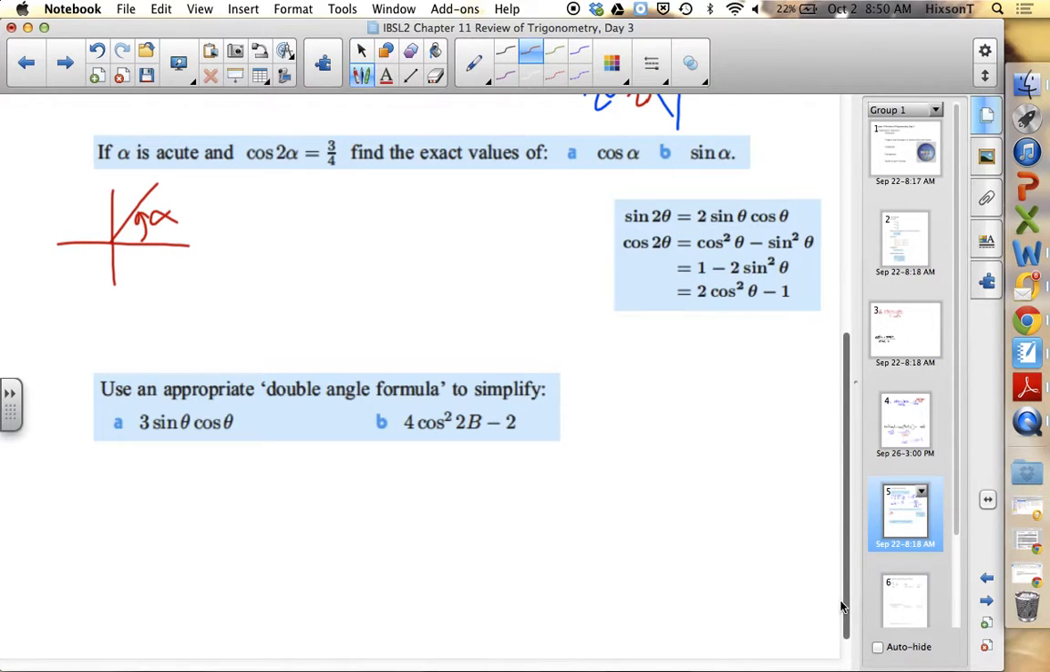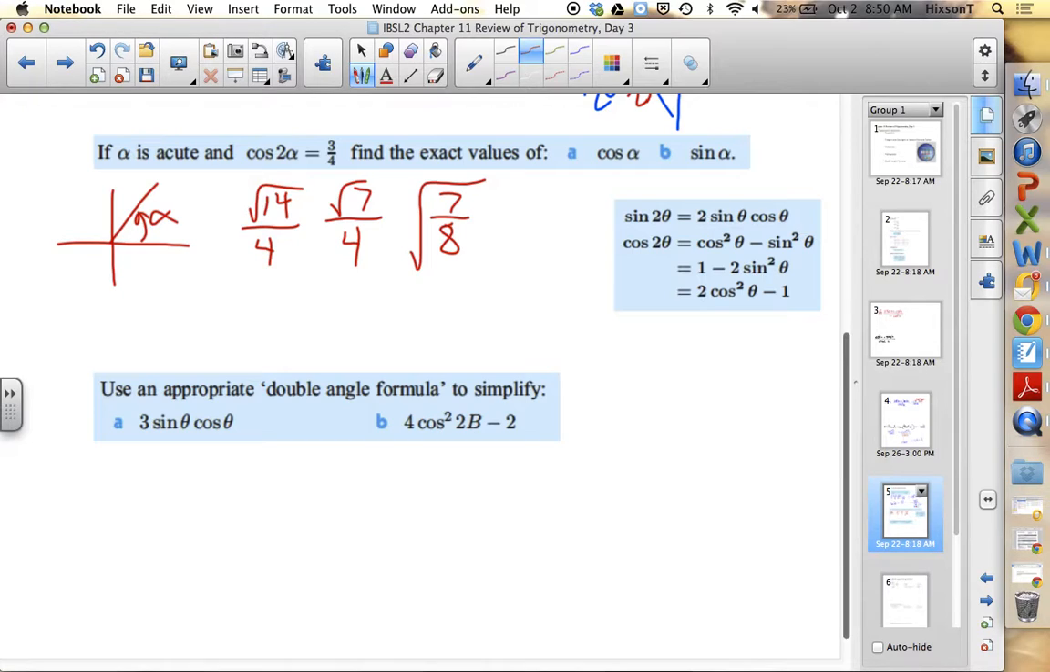What do you get for cosine of alpha? Never mind, I'm wrong. Root 14 over 4. I have root 7 over 8. Okay, the whole thing. Any more choices?